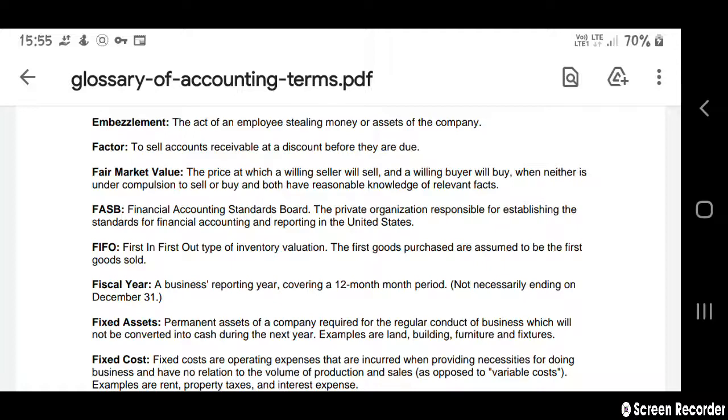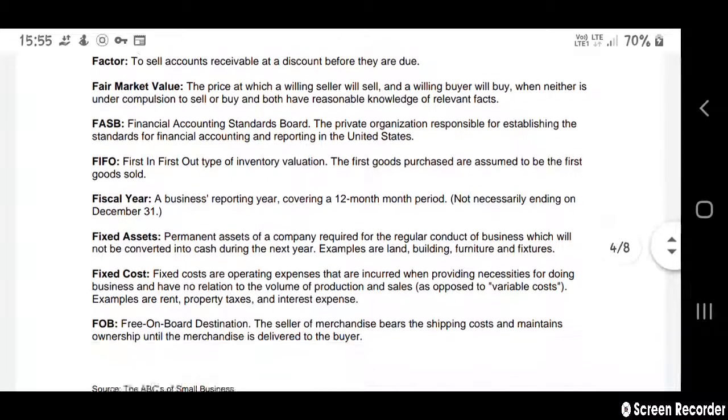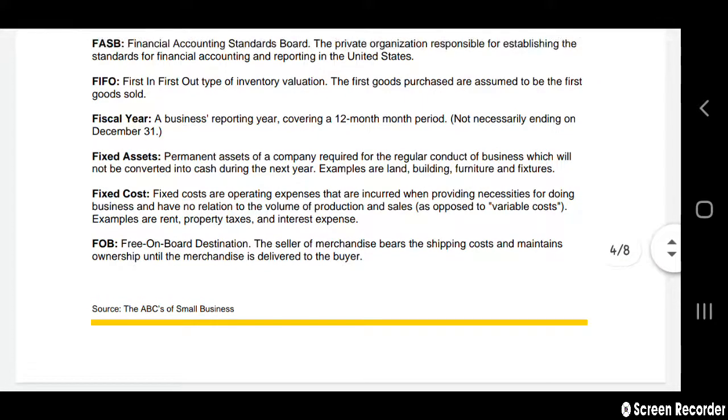Next, FASB, Financial Accounting Standards Board, the private organization responsible for establishing the standards of financial accounting and reporting in the United States. Next, FIFO, first in first out, a type of inventory valuation. The first goods purchased are assumed to be the first goods sold. Means the first goods that we purchased are assumed to be the first goods sold.